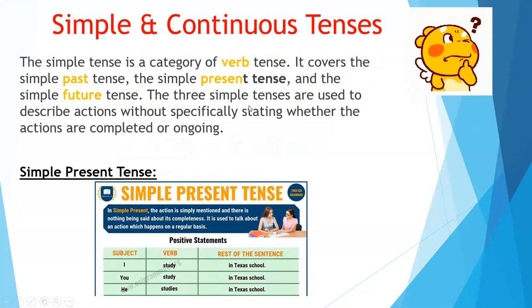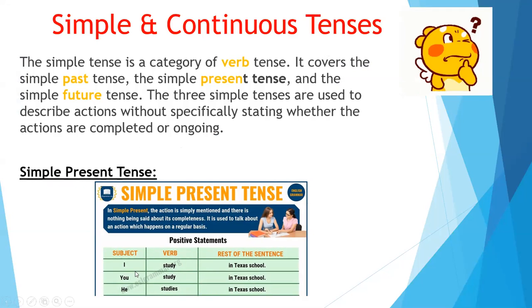The three simple tenses are used to describe actions without specifically stating whether the actions are completed or ongoing. So the first tense that we will look at is the simple present tense. Now, simple in this context could also mean easy, and it's quite easy for us to identify the simple tenses. In the simple present tense, the action is simply mentioned and there is nothing being said about its completeness. Present tense means it's happening now, and simple means we leave the verb as it is.